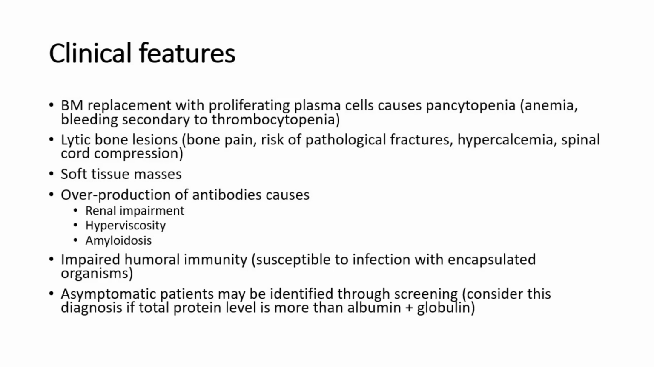For clinical features, bone marrow replacement with proliferating plasma cells causes pancytopenia, which includes anemia or bleeding secondary to thrombocytopenia. Lytic bone lesions, presenting with bone pain, risk of pathological fractures, hypercalcemia, or spinal cord compression. Soft tissue masses. Overproduction of antibodies causes renal impairment, hyperviscosity, and amyloidosis. Impaired humoral immunity causes susceptibility to infection with encapsulated organisms. Asymptomatic patients may be identified through screening.